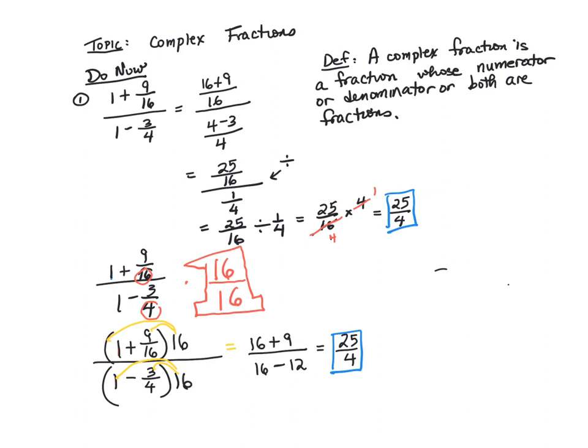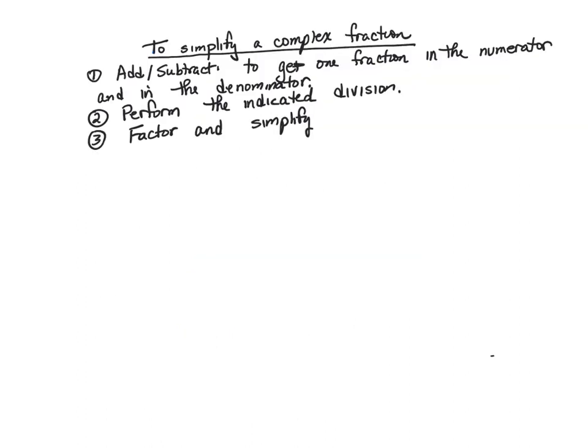All right, so let's summarize the two ways to simplify a complex fraction. So the first way is to add or subtract the fractions in the numerator and denominator so that we get one fraction in the numerator and in the denominator. In other words, combine the fractions in the numerator, combine the fractions in the denominator, perform the indicated division, factor, and simplify. And this was method number 1.